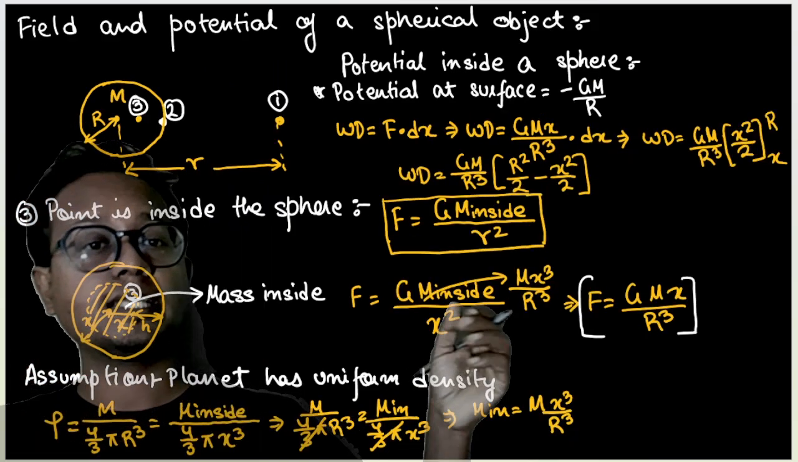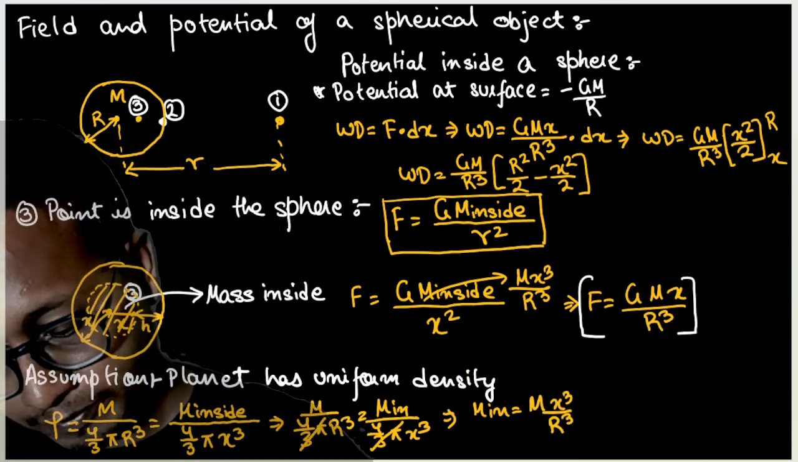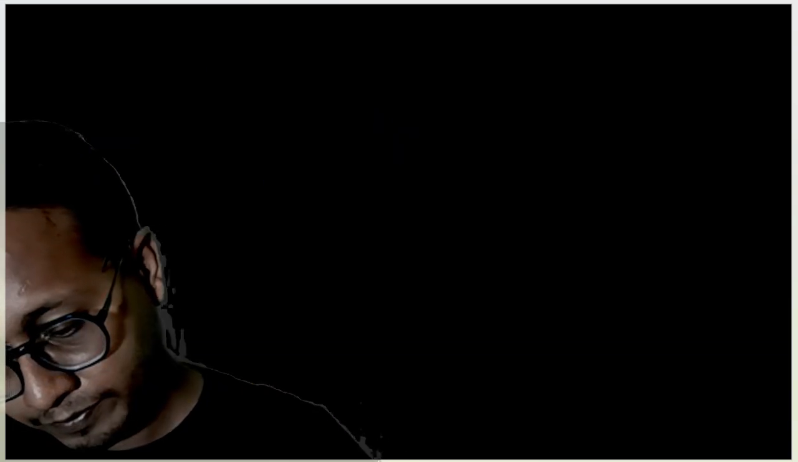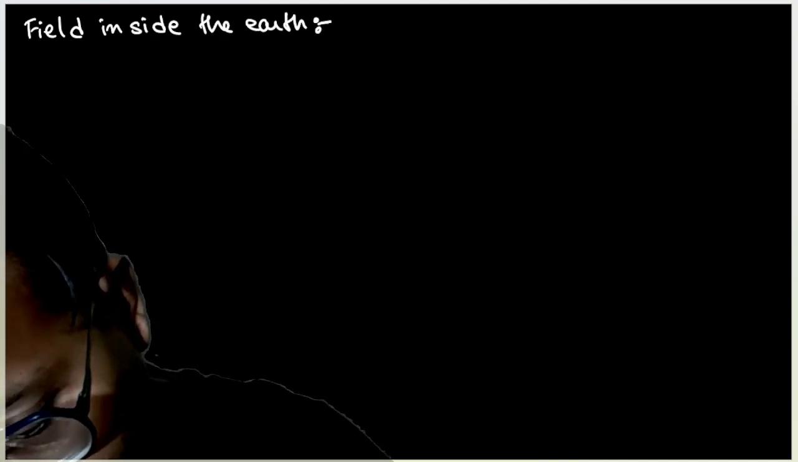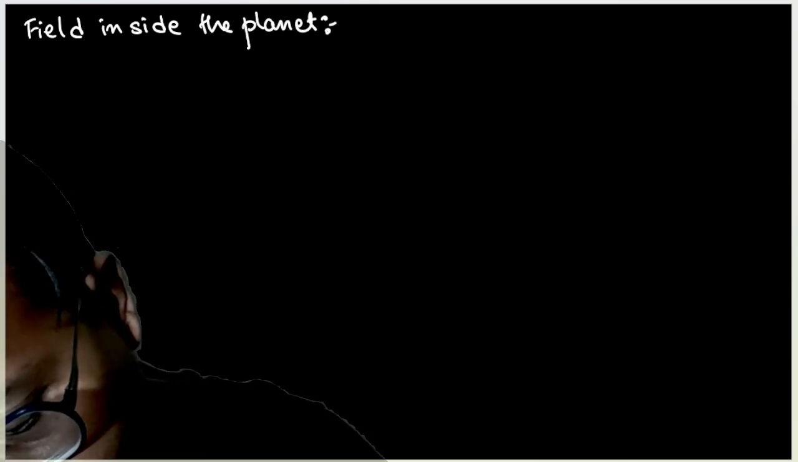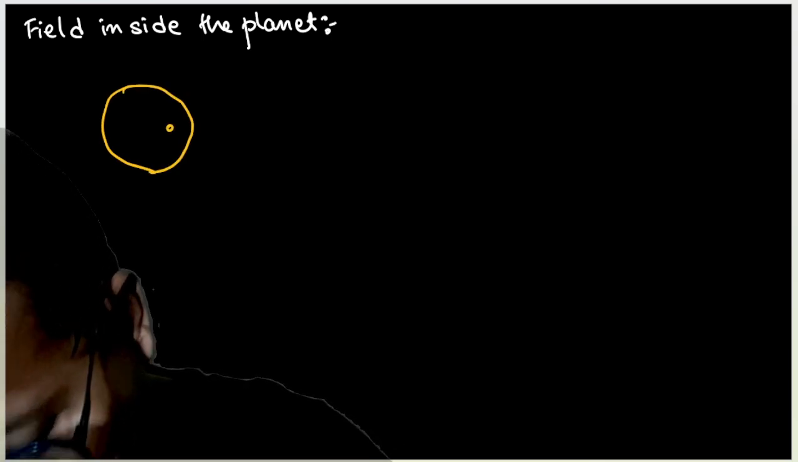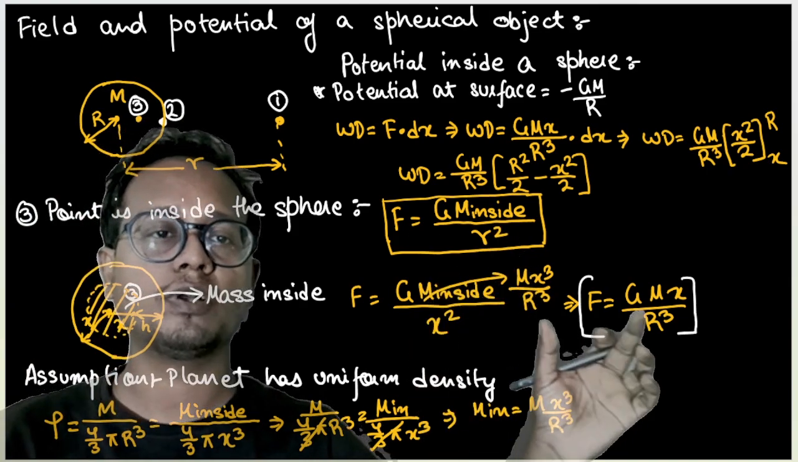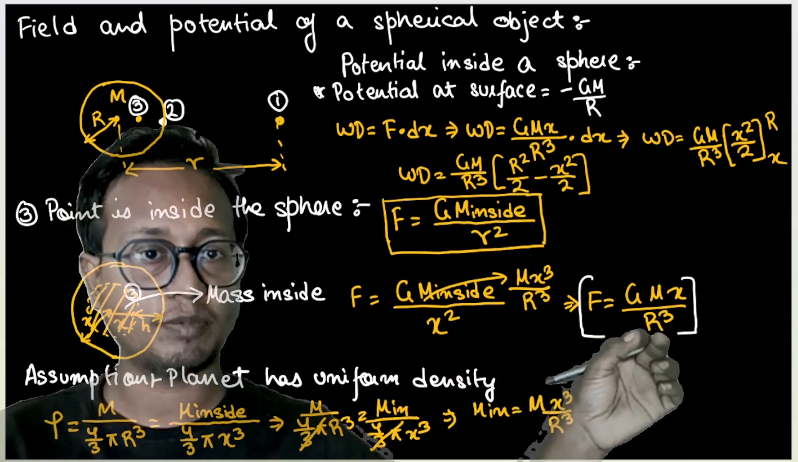See, the field inside the Earth is nothing but GMx by R cube. So I'll do some more work here. Field inside the Earth, or case 3, inside the planet. Now the formula inside the planet was nothing but this one: G mass inside by R square. When you solve this one, you get F is equal to GMx, where x is the distance from the center, divided by the radius of Earth or radius of the planet cubed.